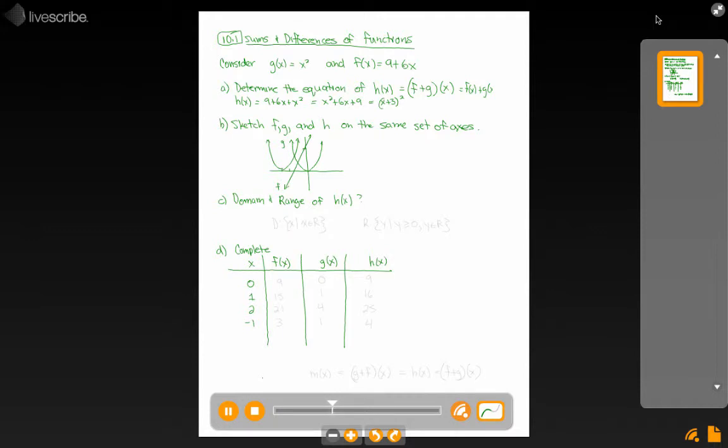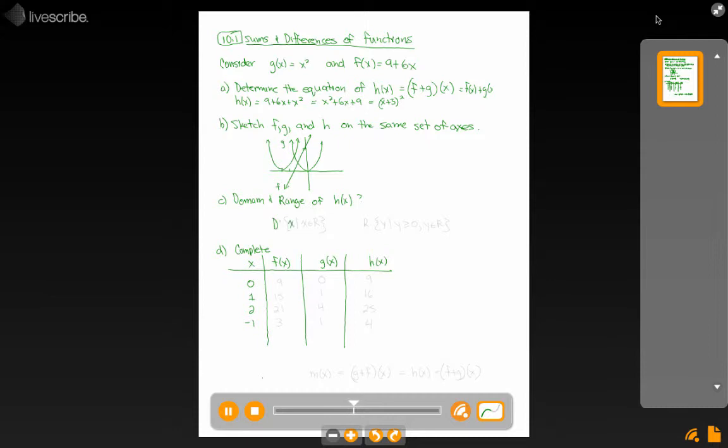So sketching f, g, and h on the same set of axes, we've already got f and g. h is going to be this parabola now that's just been moved 3 to the left, so something like this. We've got a parabola facing upward. It's not immediately obvious how the two, f and g, added together give this h, but we'll address that down below. Now we can talk about the domain and range of h of x.